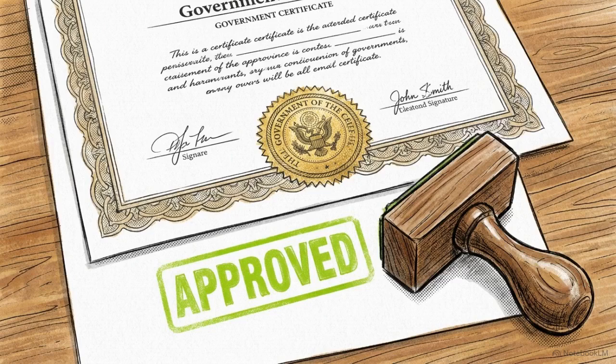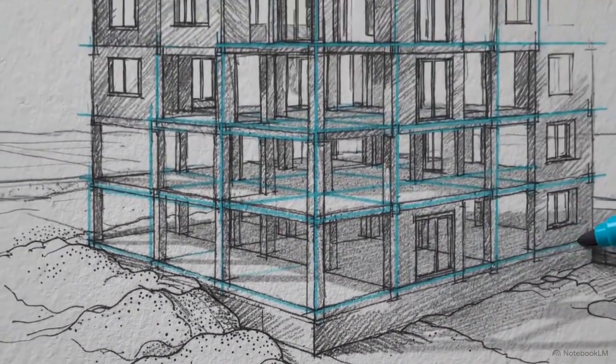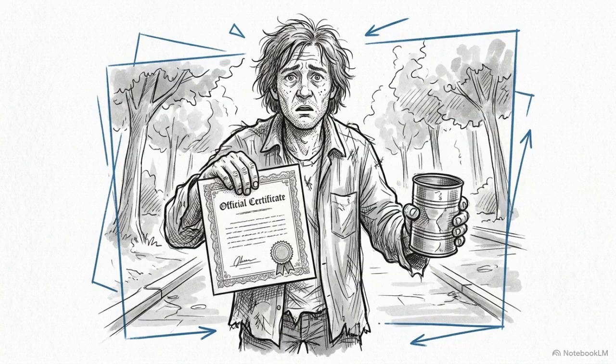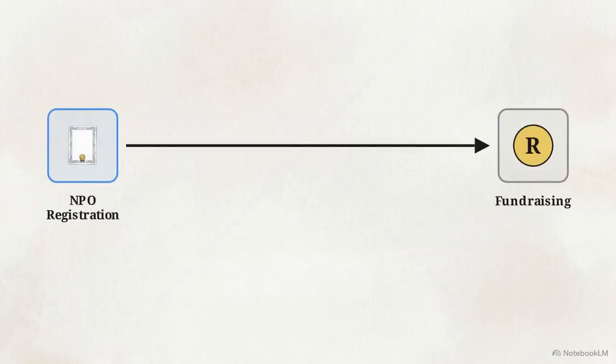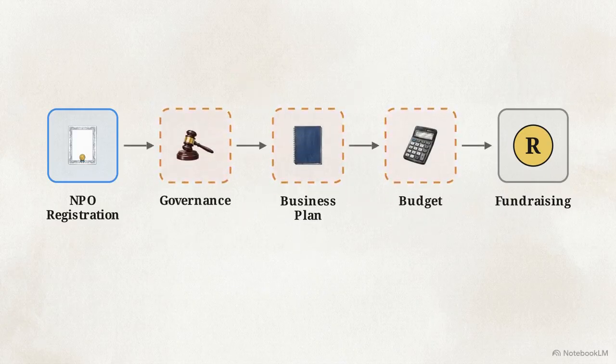Registering your nonprofit organization with the Department of Social Development is a massive milestone. But legally, that registration certificate is an empty plot of land. Without an operational blueprint, the project cannot move forward. The most common mistake new founders make is taking that certificate and immediately asking for donations. Skipping the business plan, the budget, and the legal governance phases puts your funding at risk before you even begin.